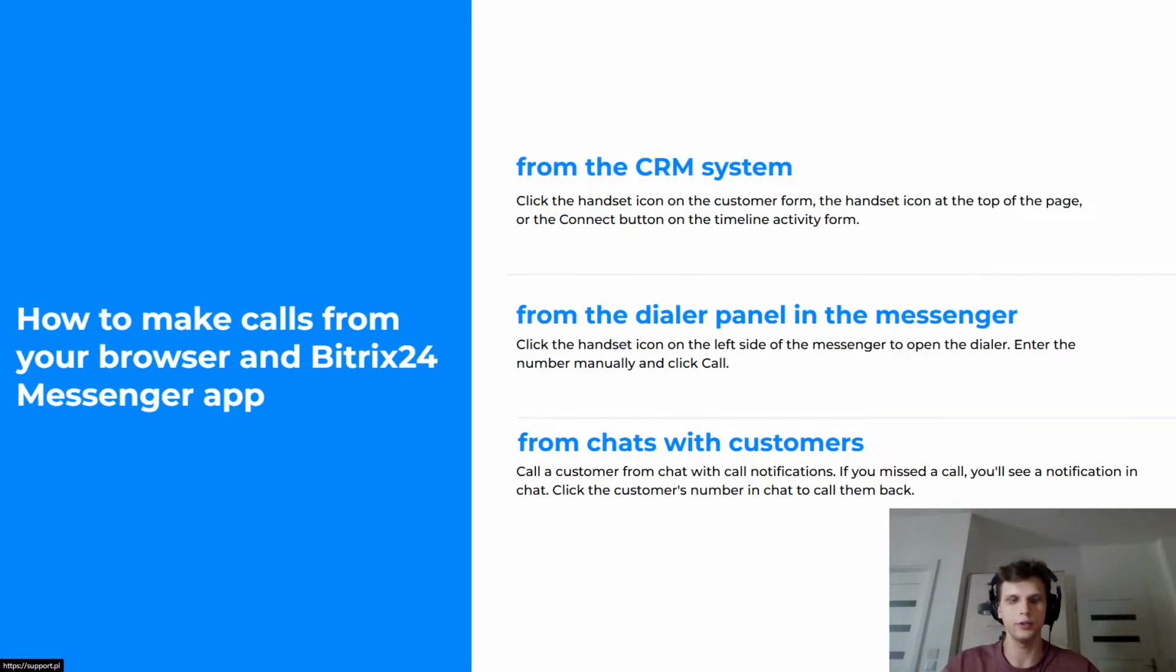The second option is through Bitrix24 Messenger. Here you can make quick calls without leaving the chat interface. It's useful when you're already chatting with a client or colleague and need to switch to voice communication. Even though it feels like a messenger call, the system still links it to CRM whenever possible, so you don't lose the history.